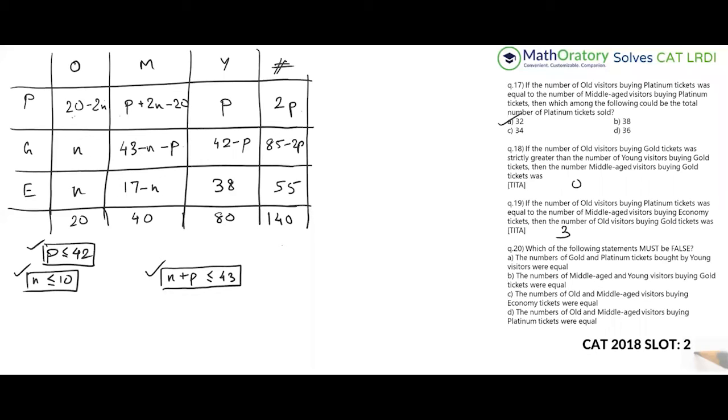Which of the following statements must be false? That is the last question. So we're looking for definitely false kind of thing, right? Okay, let's check this out. First one, number of gold and platinum tickets bought by young visitors were equal. So number of gold and platinum tickets, these two should be equal.